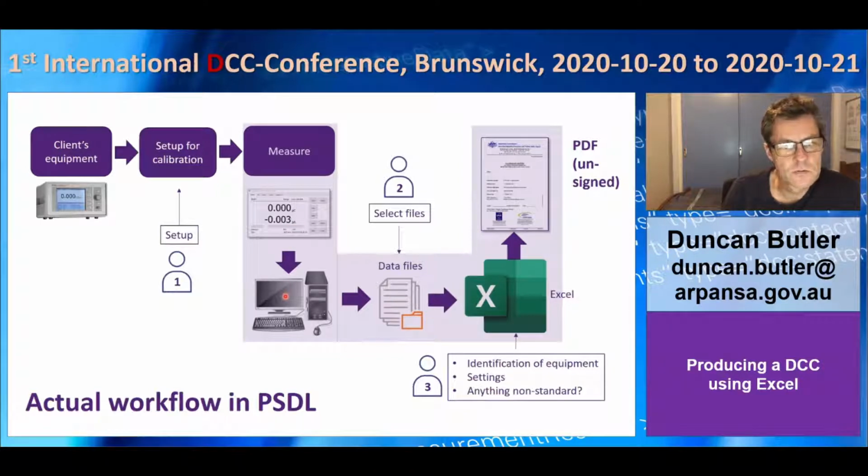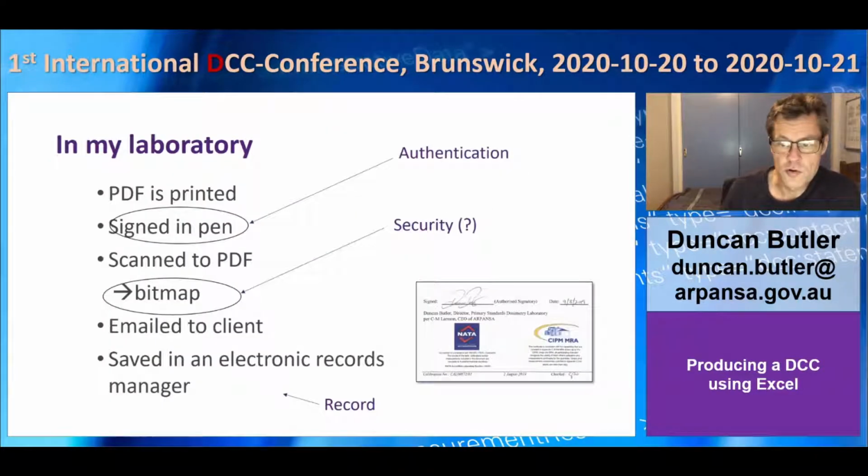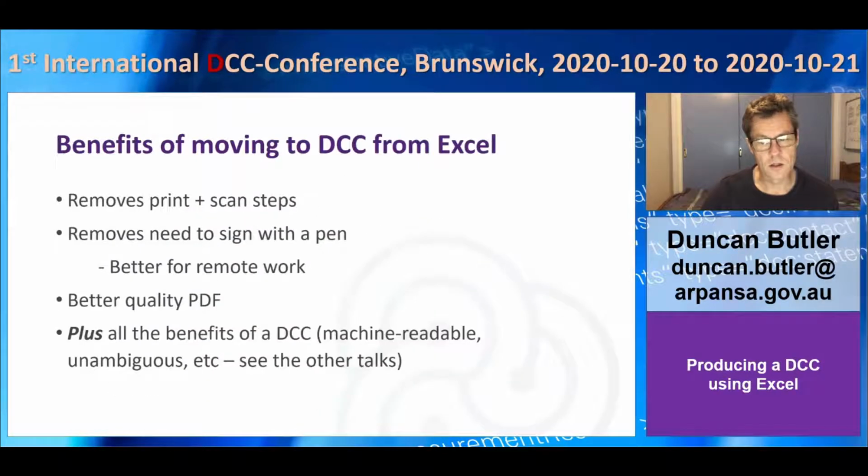In fact, we do use computers to read the equipment directly, but there are other steps in that there are data files that have to be selected, put into Excel, information has to be typed into Excel, and then we produce a PDF which we give to the client. You can do that in Excel. It's very straightforward. You just have an extra tab or worksheet that you format exactly how you want it, and then you can either print it to a printer, get a paper copy, or print it to a PDF. Our current process is to print it and then sign it in pen, scan it back to PDF, and email it to the client. And this is not a great system.